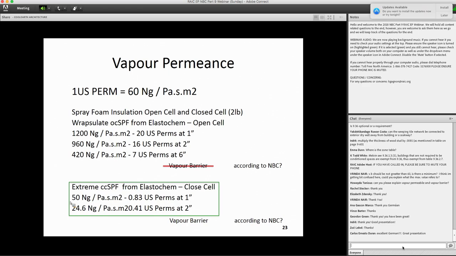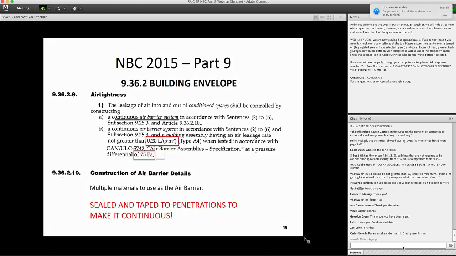Is there a minimum? So the question is, is there a minimum? For the vapor barrier, no, there's no minimum. This is where the code says it cannot be more than 60, but it can be 0.005, which is actually what poly is, 0.005. And the most commonly used vapor barrier is the poly.